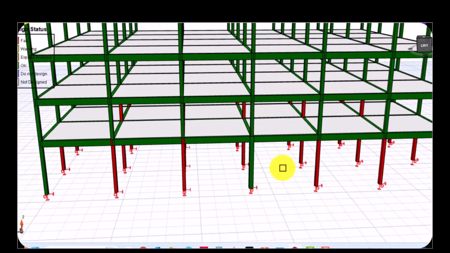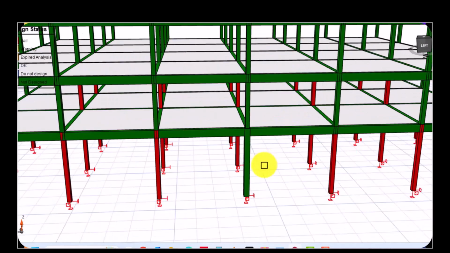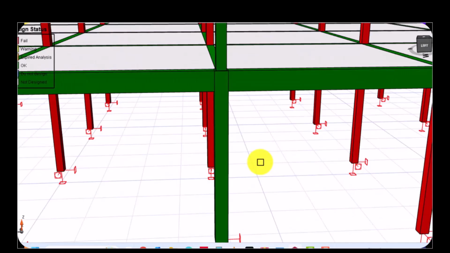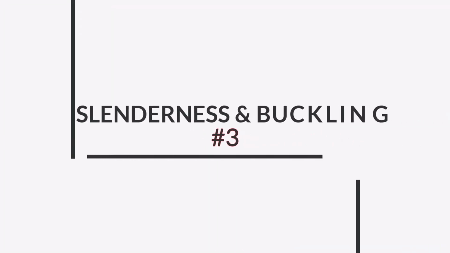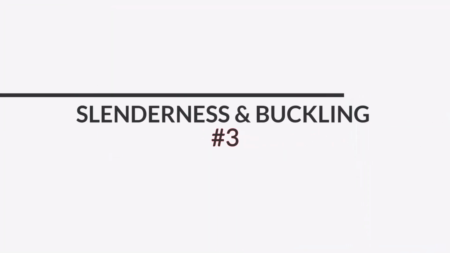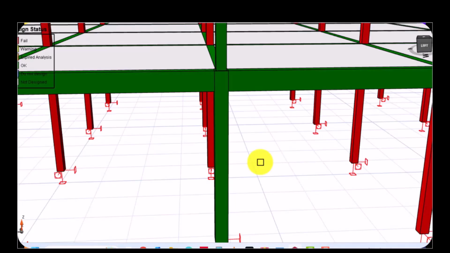See, it's passed. So we can see how increasing the section of the column actually helps to increase the strength and the load resistance on the column. So the next point is slenderness and buckling. This is one of the reasons that is normally ignored, because as a building's height increases, the column length also increases. Long columns are unstable.